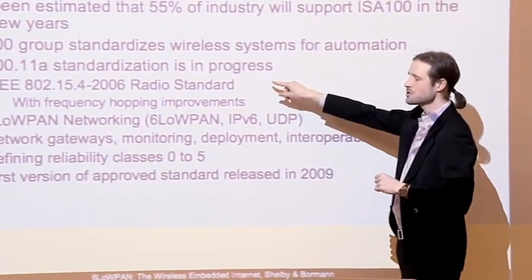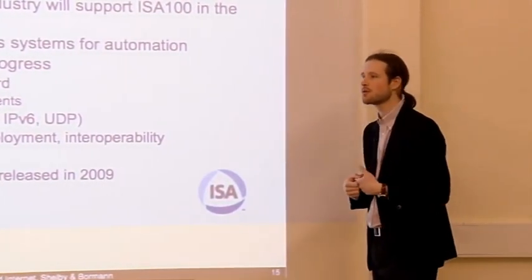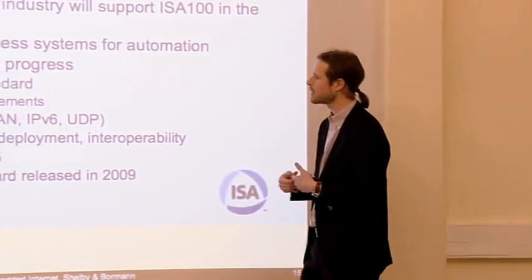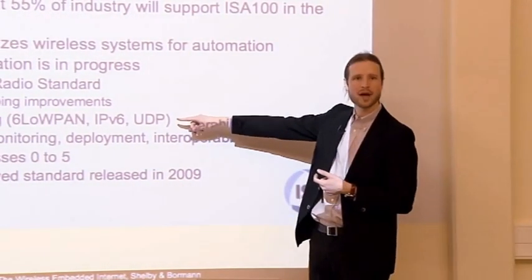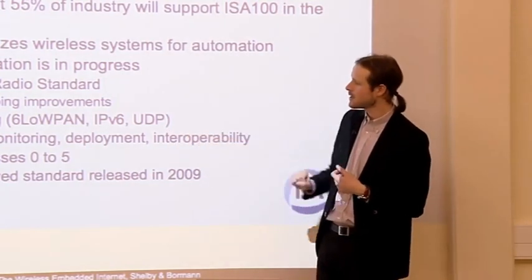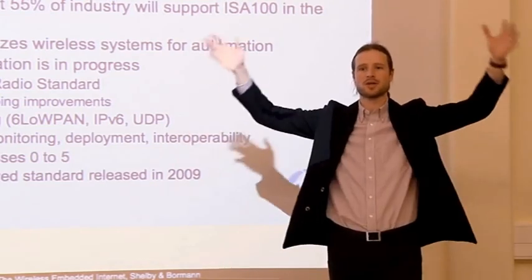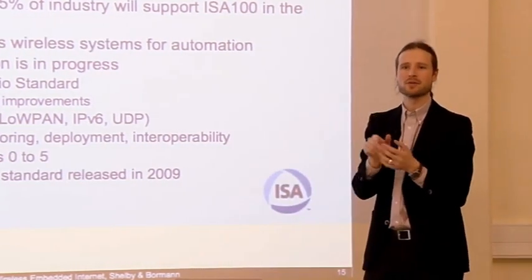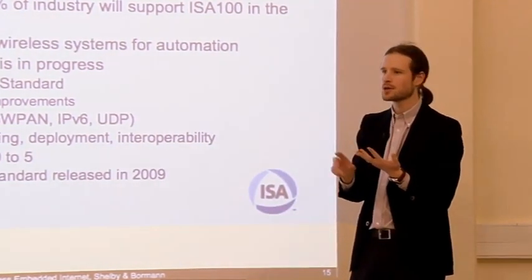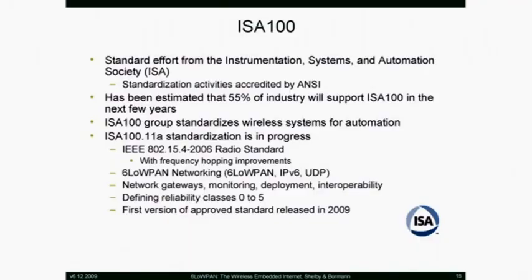And what this does is it uses an 802.15.4 radio. It adds some frequency hopping for reliability. It applies 6LoWPAN networking on top of that, so IPv6. And then it's able to build up an entire system. So it's not just a network standard, it's a system standard. It defines everything from the gateways, security, management, every single piece of the entire industrial automation system.